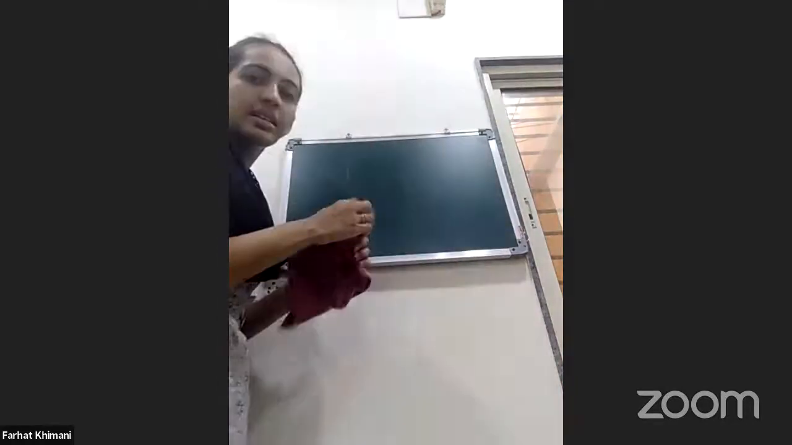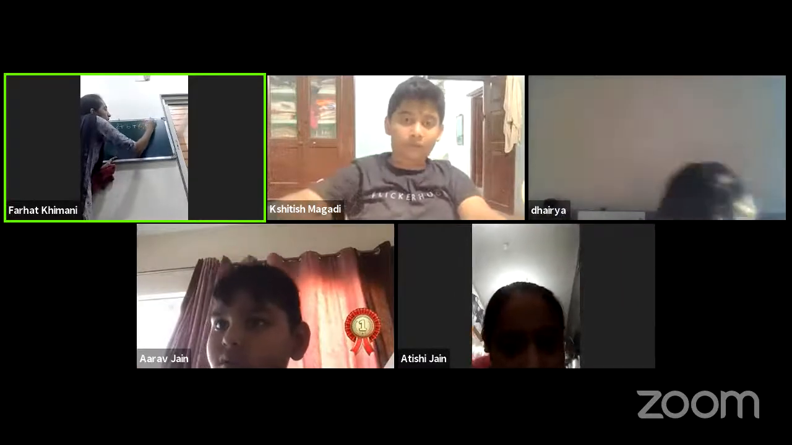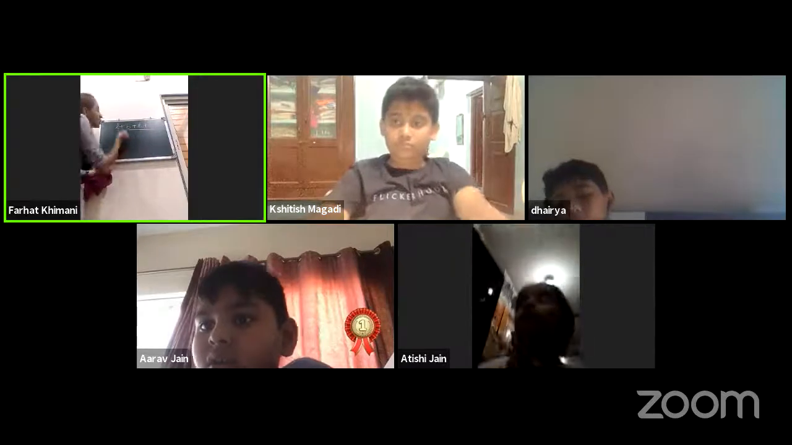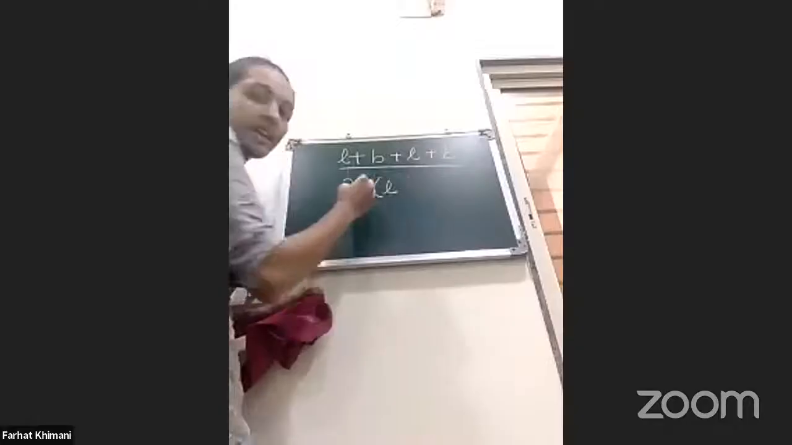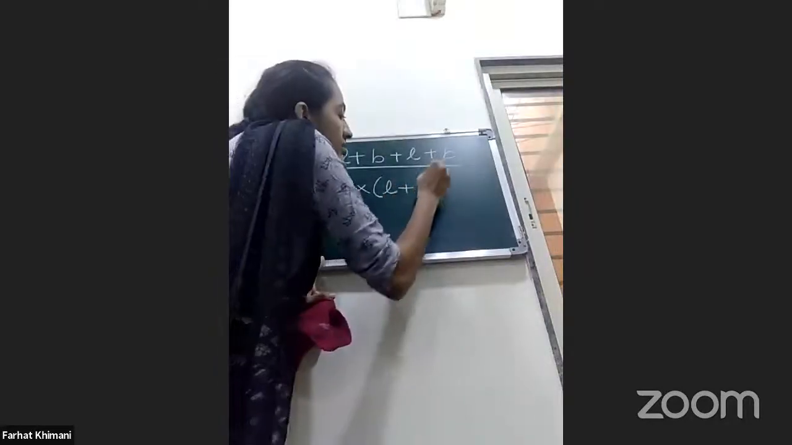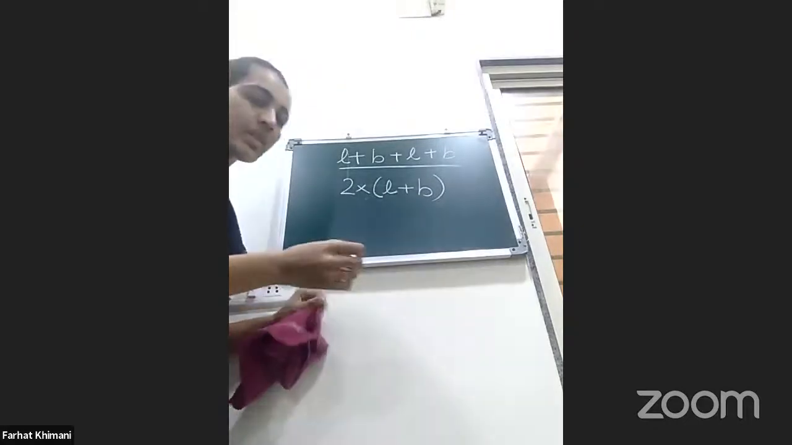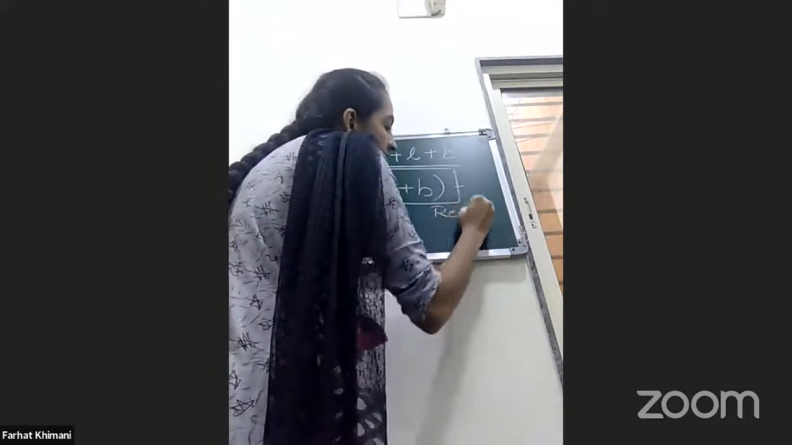So what we get by this is length of rectangle plus breadth plus length plus breadth. Instead of writing this so lengthy, we will write 2 multiplied by the length of the rectangle plus the breadth of the rectangle. So this is the formula for the perimeter of a rectangle. Okay.